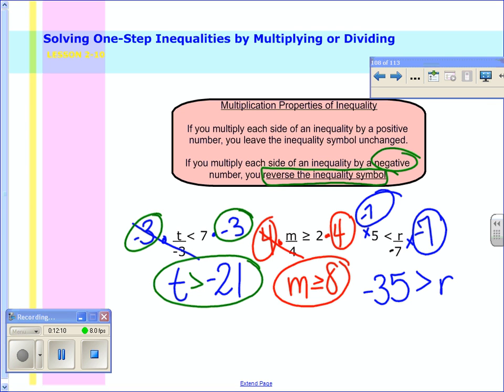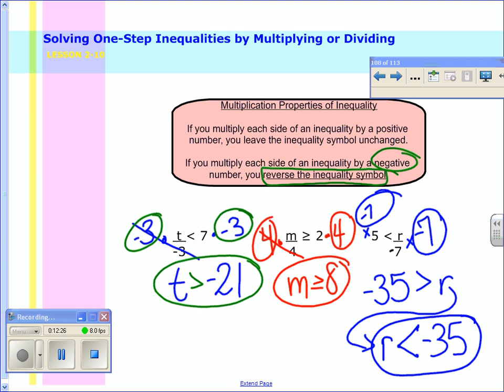However, again, this is one of those problems where the variable is written last, so you need to reverse it. R, and let's see, the point is towards the r, the open mouth is towards the negative 35: r is less than negative 35. There we go.